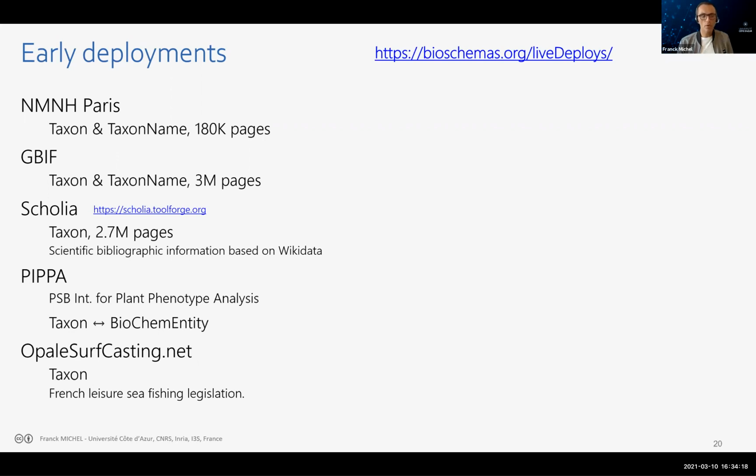So the first 2 ones are regular biodiversity sources. The next one is about scientific literature. And next one is a phenotyping platform, so it's more in the agronomy and agriculture domain. And the last one is totally different, you know, leisure sea fishing legislation. So I find it funny that you realize that, just like that, you start having a way of crossing this information. That's the whole point of that.